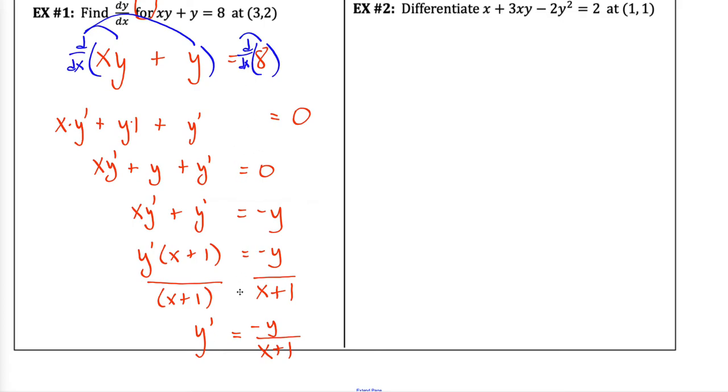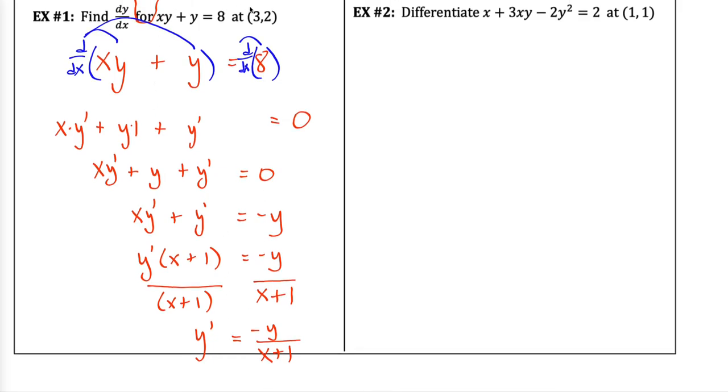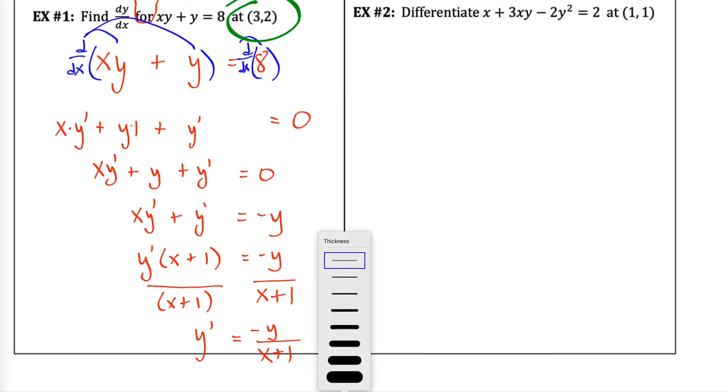Are we somewhat okay with this one? Go ahead. Why do they give you points? I did not even read that part of the problem. Good question. Very good question. Because I didn't answer the question. I was so focused on teaching you implicit differentiation that I ignored this. We were being asked to find the slope at 3, 2, not just the generic slope.